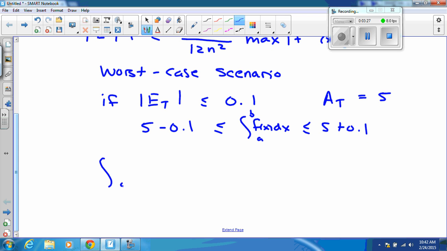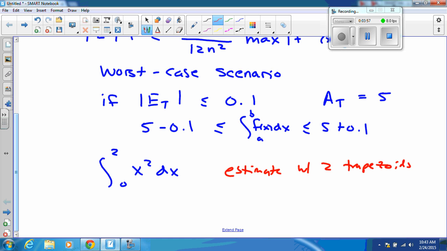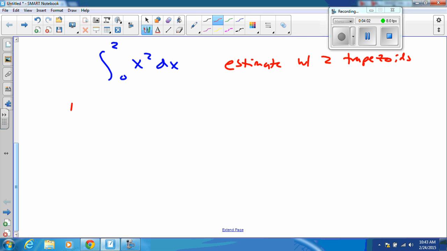Now, how does this actually work out in practice? So let's say that I want to estimate the integral from 0 to 2 of x squared dx. I'm just using this as an example because we already know how to get the exact value using the fundamental theorem. And we'll do that at the end to find the true error in our estimate. Now, let's say we estimate with two trapezoids.